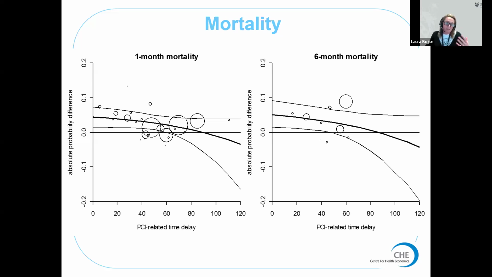1 month mortality. The messages are quite difficult to take from this. We haven't got many studies, particularly when we look at 6-month mortality. There are fewer studies reporting at that time point, but we can see on the 1-month data there appears to be a general trend, in that we tend to get a higher rate of mortality when there's a longer delay. It's the difference between the treatment and comparator arm that's reported on the y-axis. So we tend to see that delay has an adverse impact on outcomes.